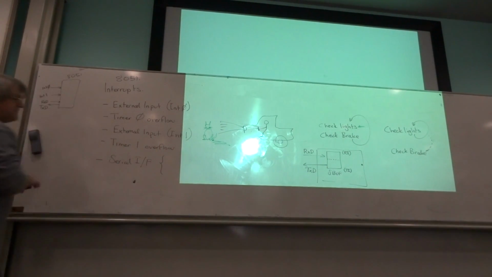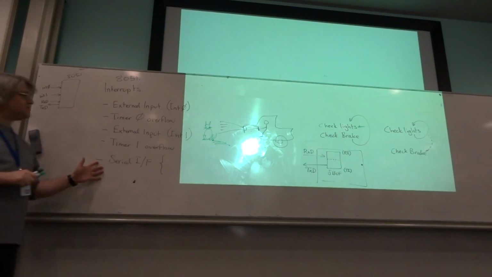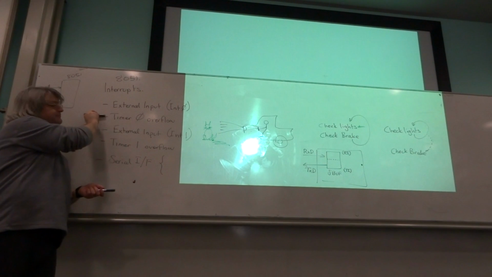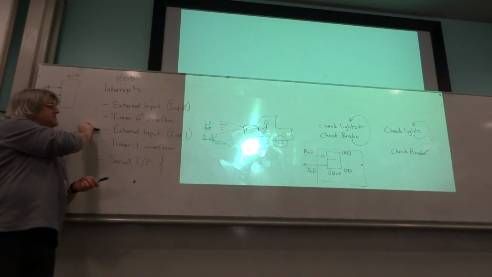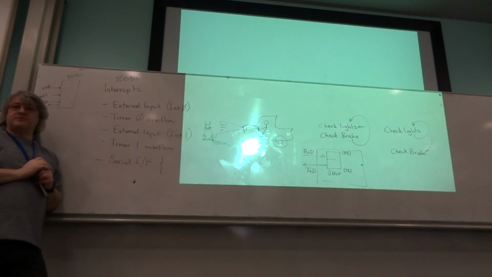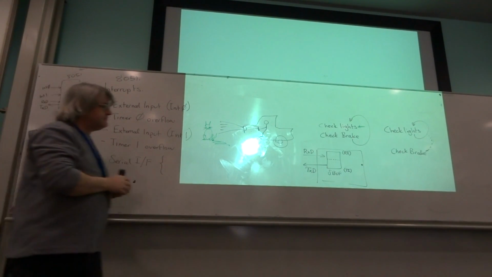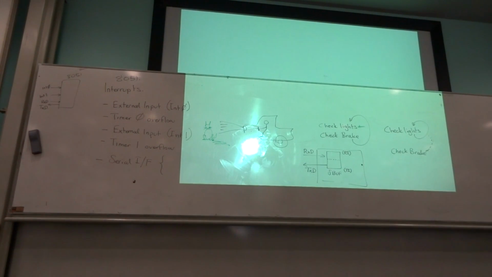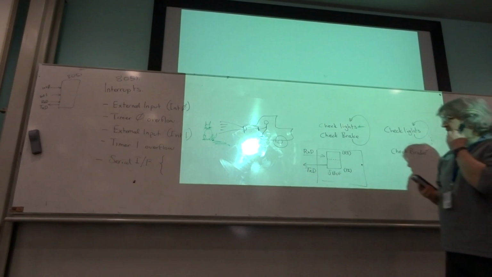So inside the 8051, there are 5 sources of interrupt. 2 of them are linked to timers, and 2 of them are linked to external pins for sources of external interrupt. Right, I'm going to talk a little bit more now about what actually happens when we have an interrupt.